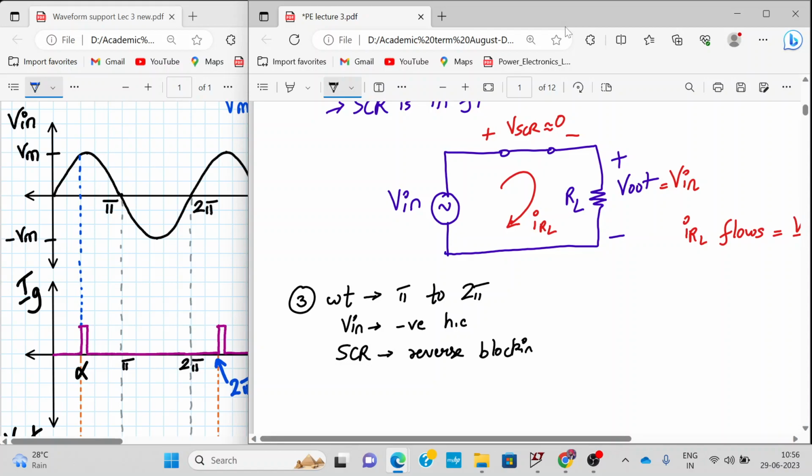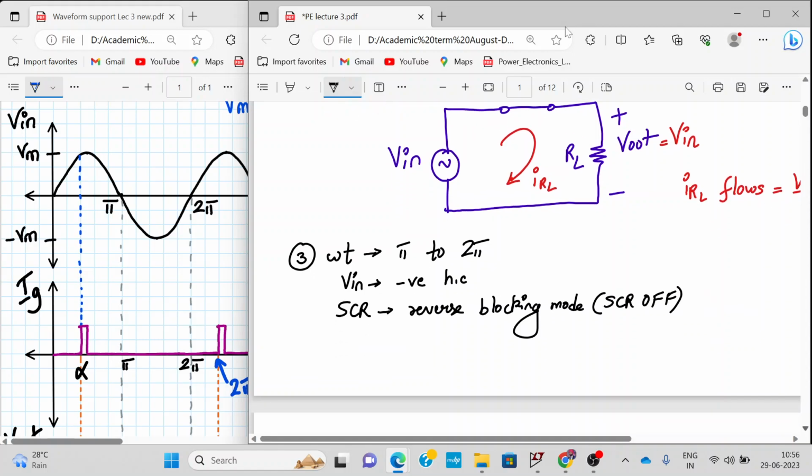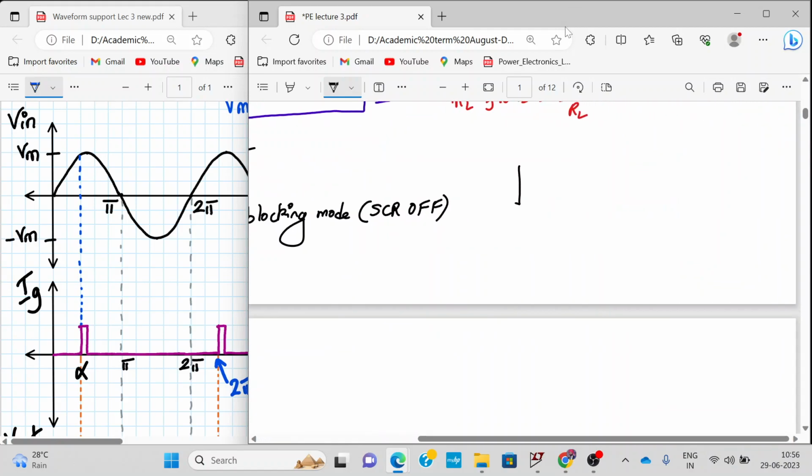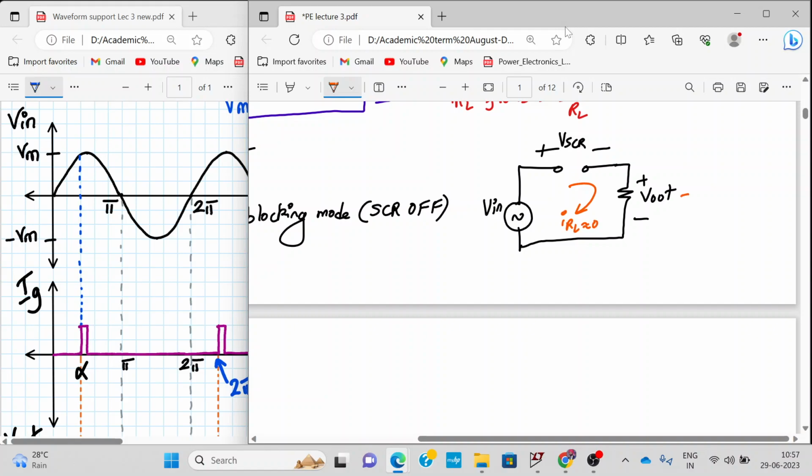Reverse blocking mode. When SCR is in the reverse blocking mode, even if you apply a gate trigger pulse, it won't turn on. So SCR will be off. And we have seen before, when the SCR is off, it behaves as an open circuit. This is V in, the voltage across the SCR, VSCR, and here the output voltage V out. Now, since this is an open circuit, the IRL will be 0 and the output voltage also will be 0. What about the voltage across the SCR? Since V out is 0, V in will be equal to VSCR. So the voltage across the SCR will follow the input in this period. Alright, and IRL will be 0.